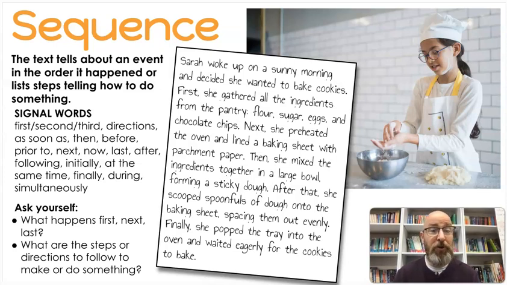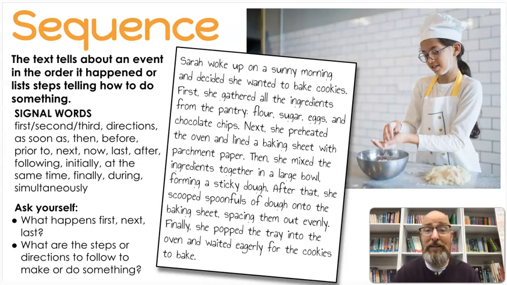So signal words: first, second, third. You might see directions. As soon as, then, before, prior to, next, now, last, after, following, initially, at the same time, finally, during, or simultaneously. When you find out that you're reading a sequence text, you're going to ask yourself what happened first, next, what happened last. You may have had a teacher tell you what happened at the beginning, middle, and end of a story. That's sequence. If it's doing directions, you might say, what are the steps or directions to follow to make or do something? So we see another story here.